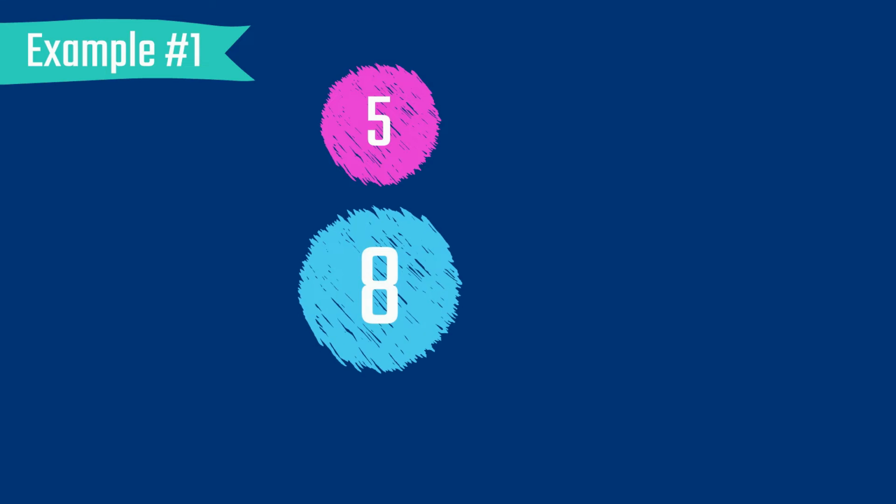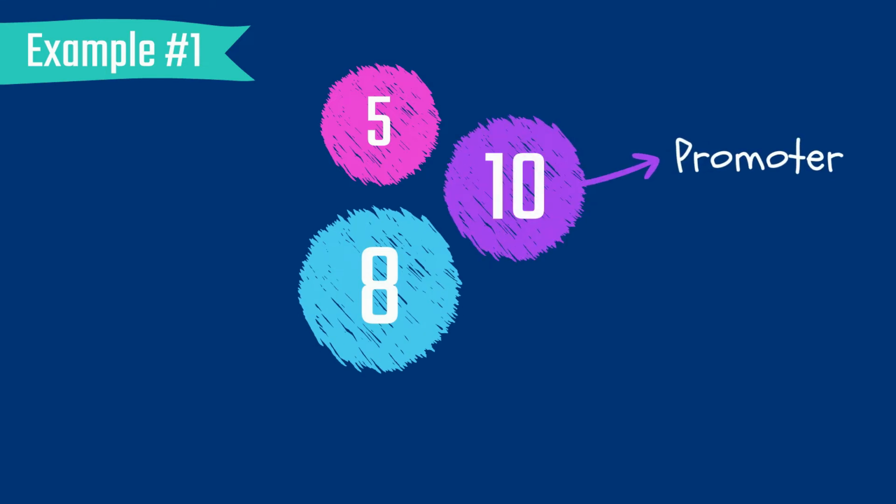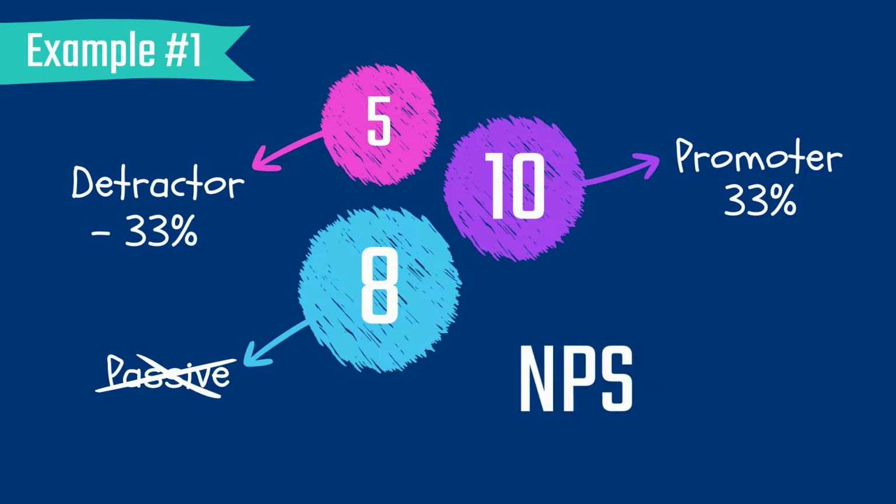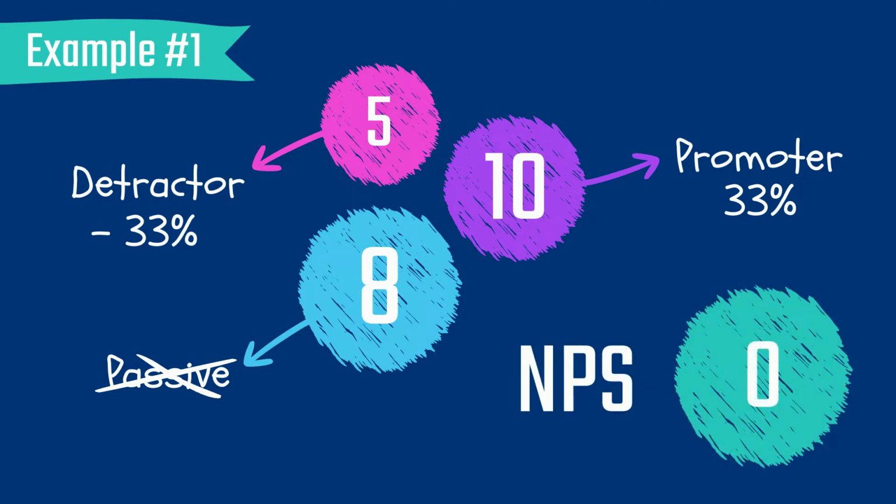Our first example will be a 5, an 8, and one response gave us a 10. So we have 1 out of 3 promoters, and 1 out of 3 detractors, and then that passive response doesn't really get calculated except for the denominator. So we're taking 33%, which were the promoters, and we're going to subtract the 33% that were detractors. So that final NPS score is actually 0.